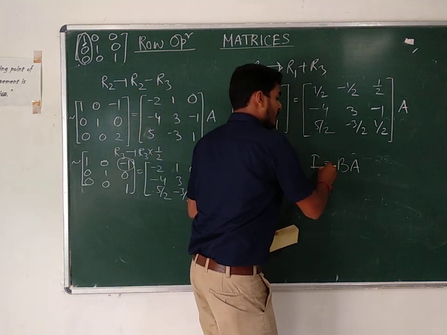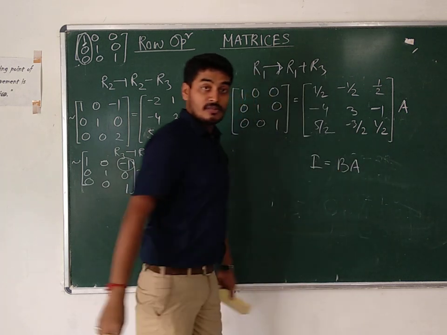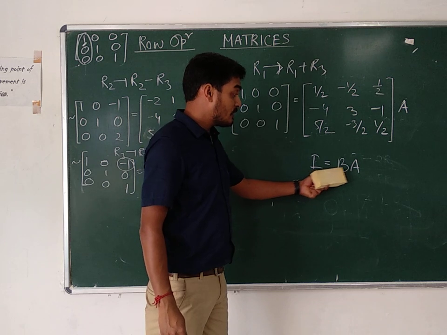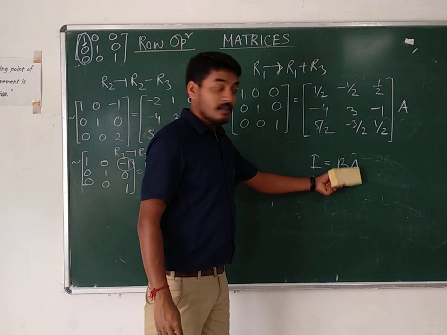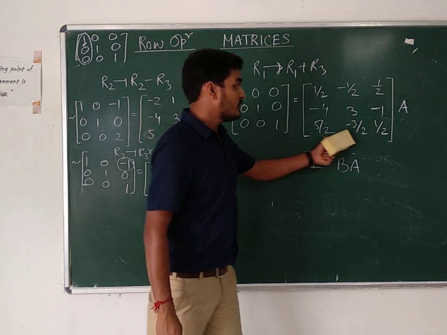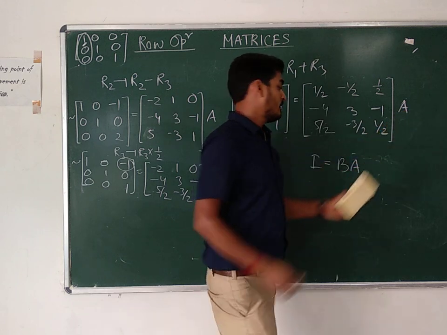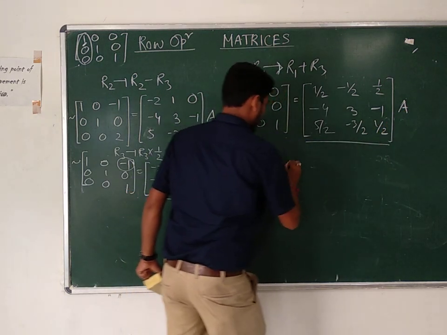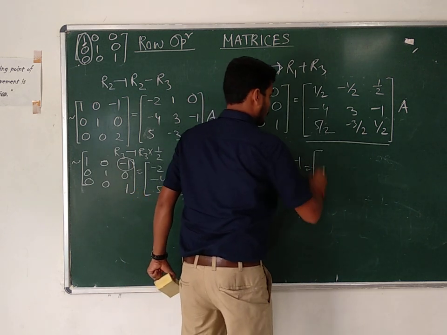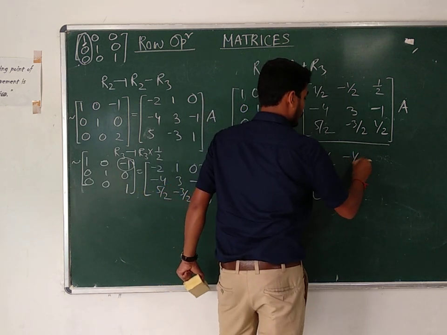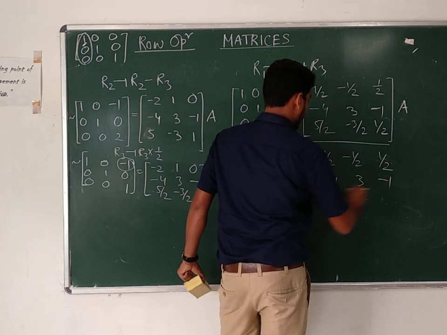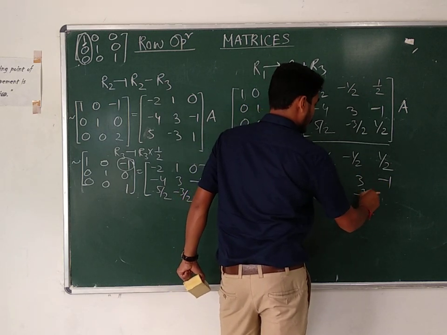We have got I. We know that if the product of two matrices is equal to the identity matrix, then one of them is known as the inverse of the other. Then B will be the inverse of A. Here B is the inverse of A. This is nothing but A inverse is equal to half, minus half, minus 4, 3, minus 1, 5 by 2, 3 by 2.